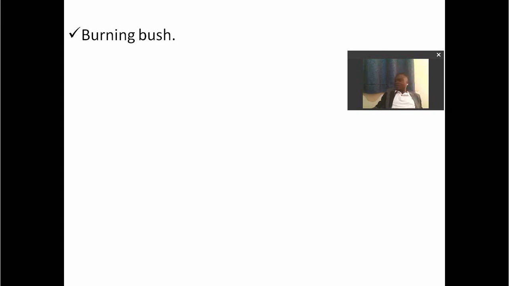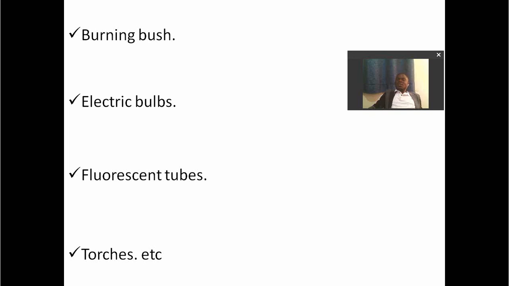Maybe think about early man, who lived in those years before even electricity was in existence. How did he survive? He was creative. He put together firewood and rubbed the sticks together to form fire. And then he came up with a source of fire or a source of light. Are we together? So, a burning bush is also an artificial source of light. Then electric bulbs are also artificial sources of light. Then fluorescent tubes are also artificial. Then lastly, we have the torches. Yes, the torches are also artificial sources of light.